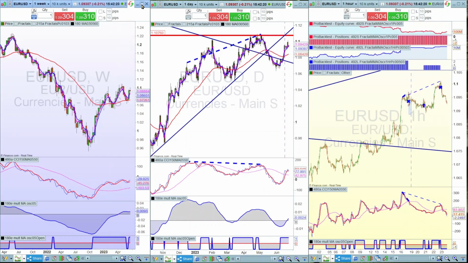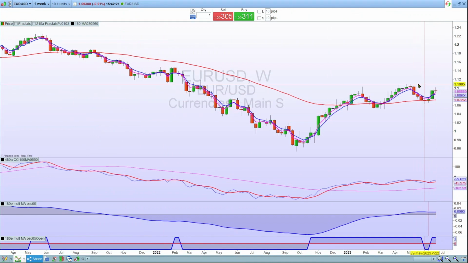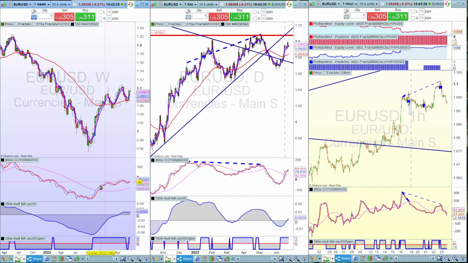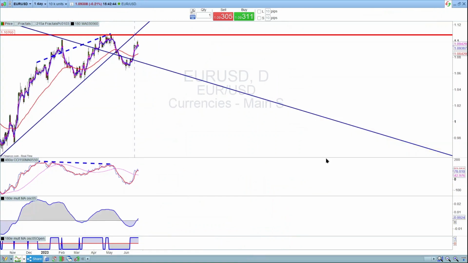So first looking at the weekly, the triple moving average of the weekly chart, the CCI 150 moving averages, and the oscillator we've included are all in an uptrend, giving us this bullish momentum. Again, I prefer to trade the hourly on the weekly and daily trends when they're combined. So bullish on the weekly, bullish on the daily.